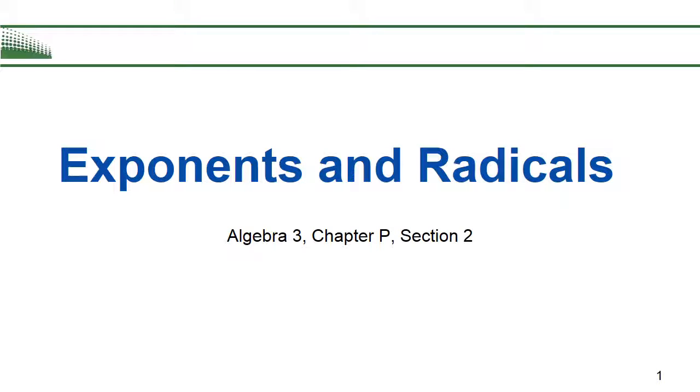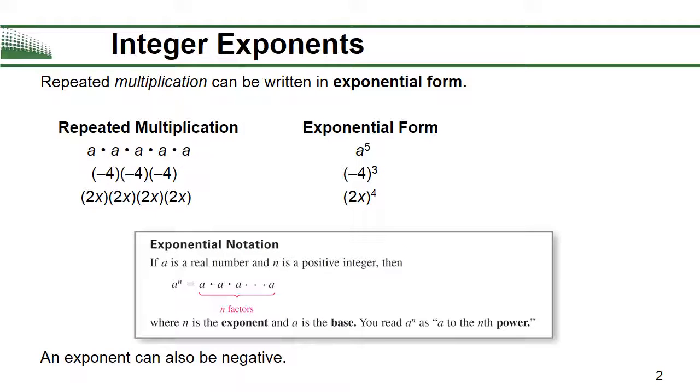This is Algebra 3, Prerequisite Chapter, Section 2, Exponents and Radicals. First, we're going to talk about integer exponents. Repeated multiplication can be written in exponent form. This should not be a surprise. This is nothing new. Some examples of how that works.